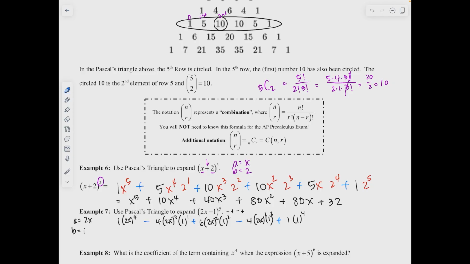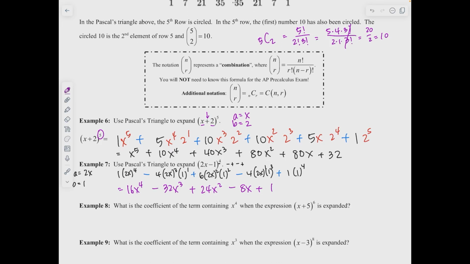So 2x to the fourth power, the quantity of 2x. So 2x times 2x times 2x times 2x, that's 16x to the fourth power, minus 4 times 8, 32x cubed, plus 6 times 4, that's 24x squared, minus 4 times 2, 8x, plus 1. And that would be my answer.